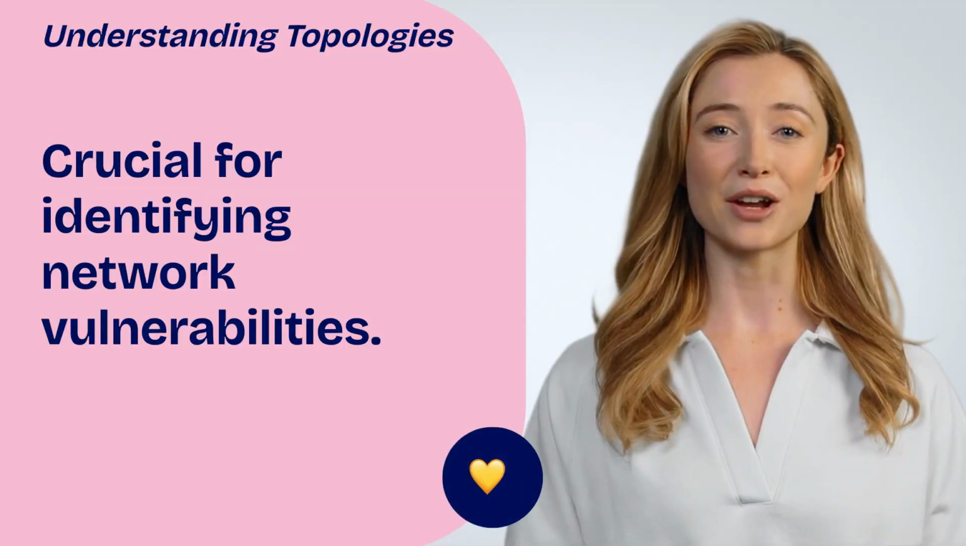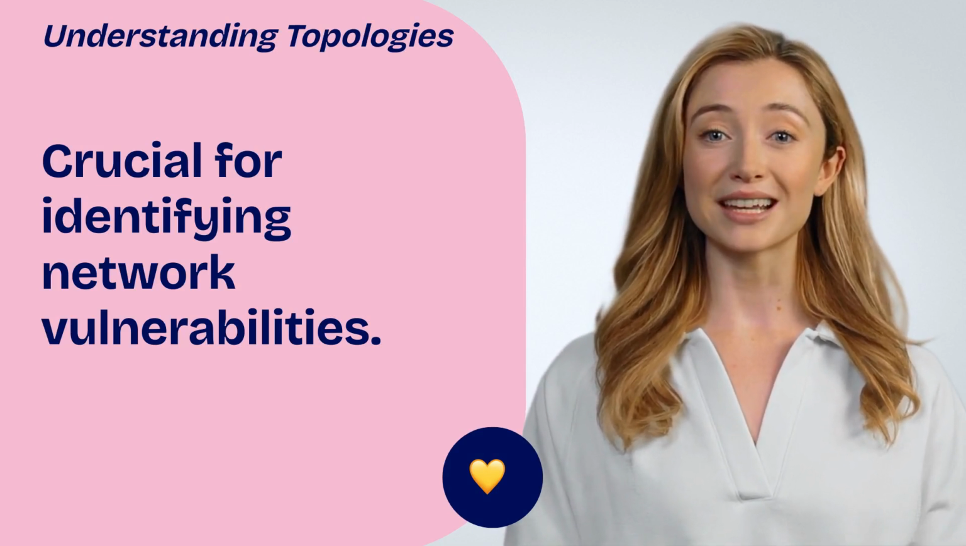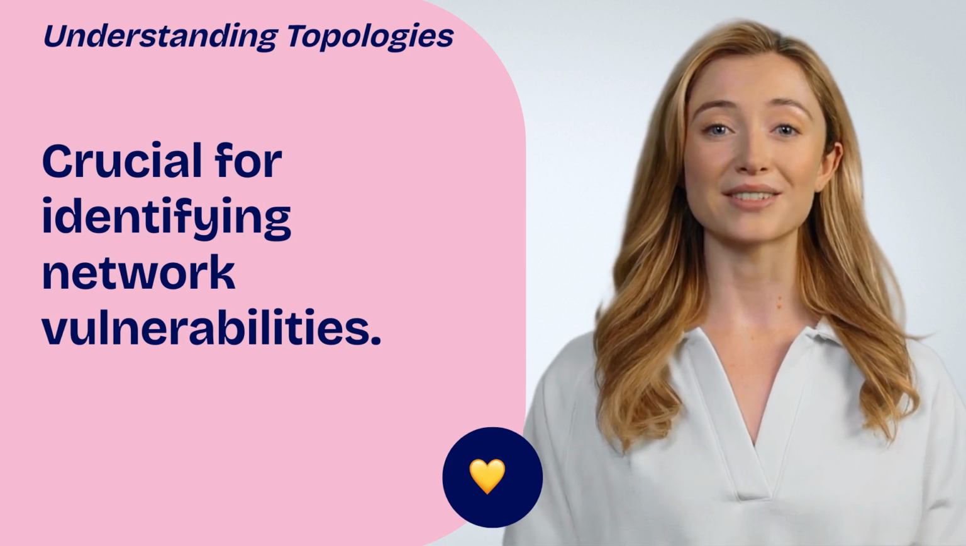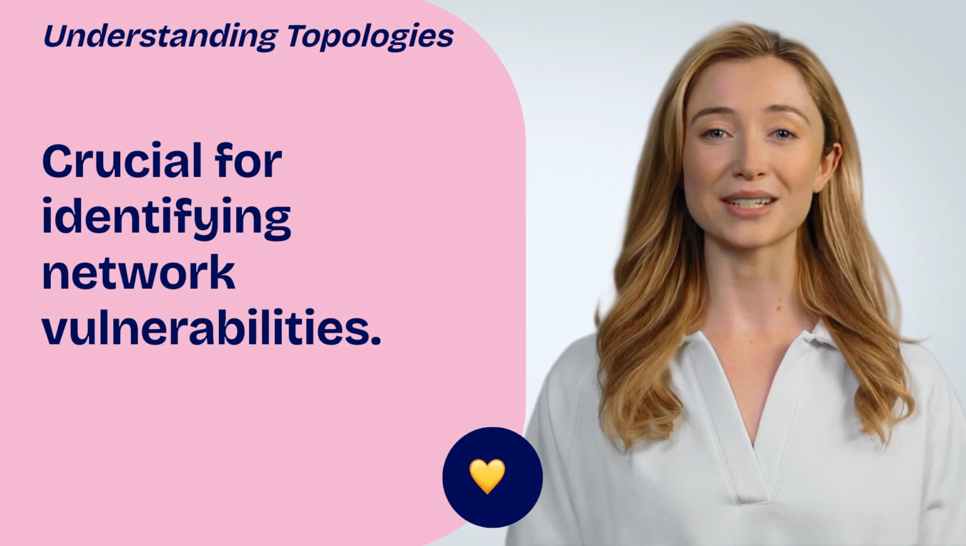Understanding both types of topologies is crucial because they help us see where our network might be vulnerable. Physical risks could be someone unplugging a cable or cutting a fiber line. Logical risks might involve someone intercepting or misdirecting that stream of ones and zeros.